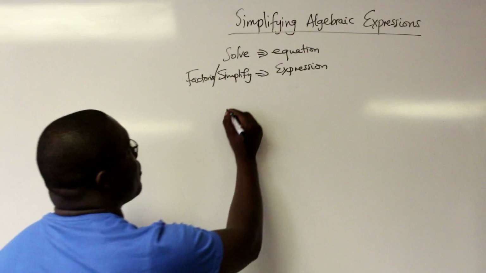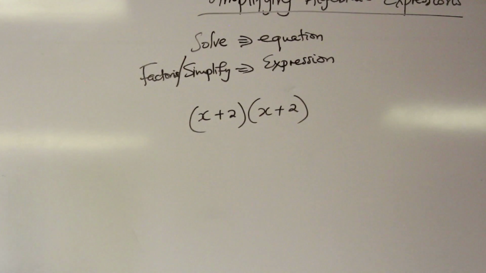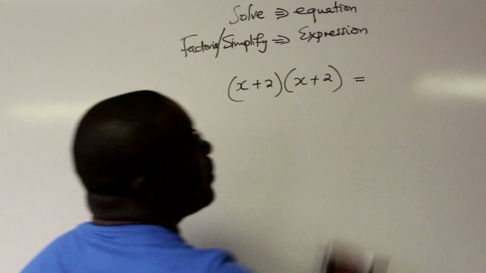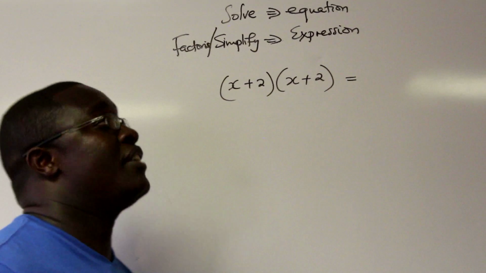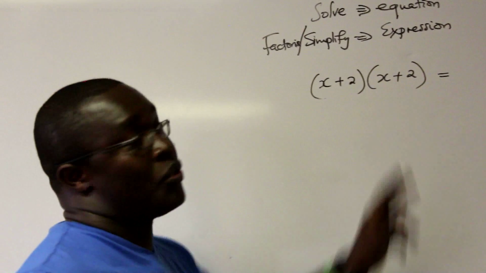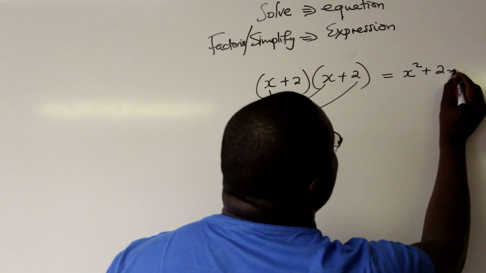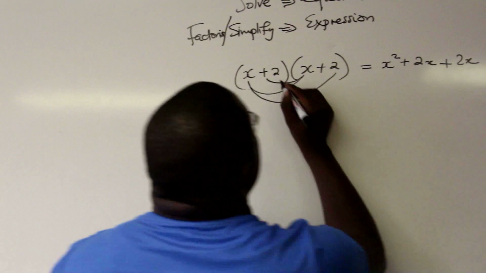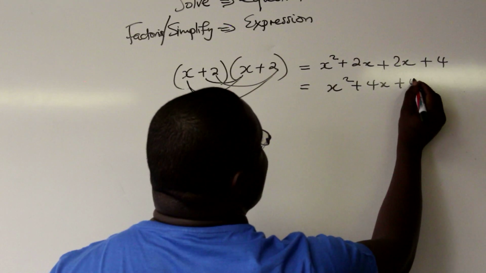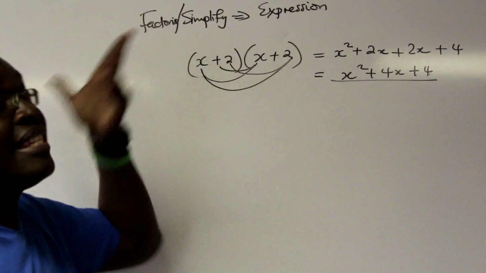So let's take, for example, x plus 2 times x plus 2, and you're asked to simplify this expression. I've seen the method that most of you use. Some of you call it the smiley face method, where you want every term in the first bracket to multiply everything in the second. So x times x is x squared, then x times 2 is 2x, 2 times x is 2x, 2 times 2 is 4. So in the end, your answer will be x squared plus 4x plus 4. Once you have removed the brackets and added like terms, you have simplified the expression.